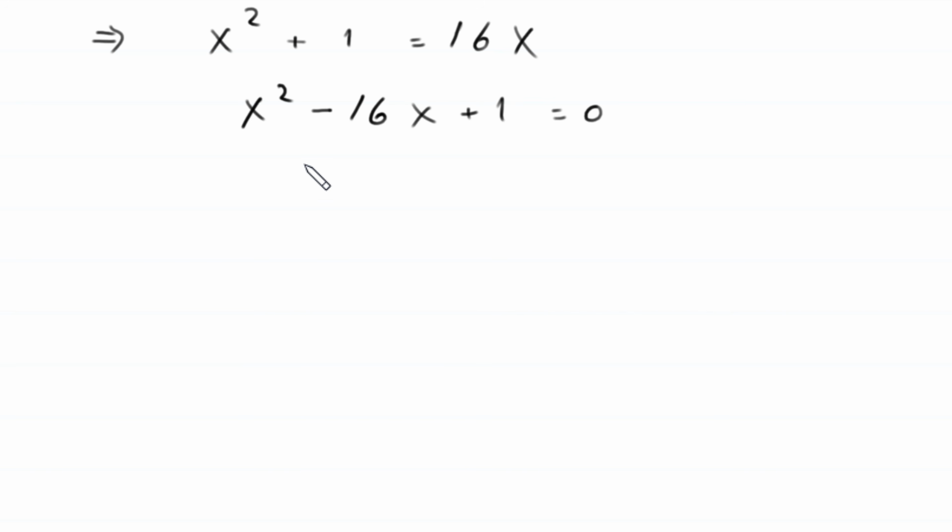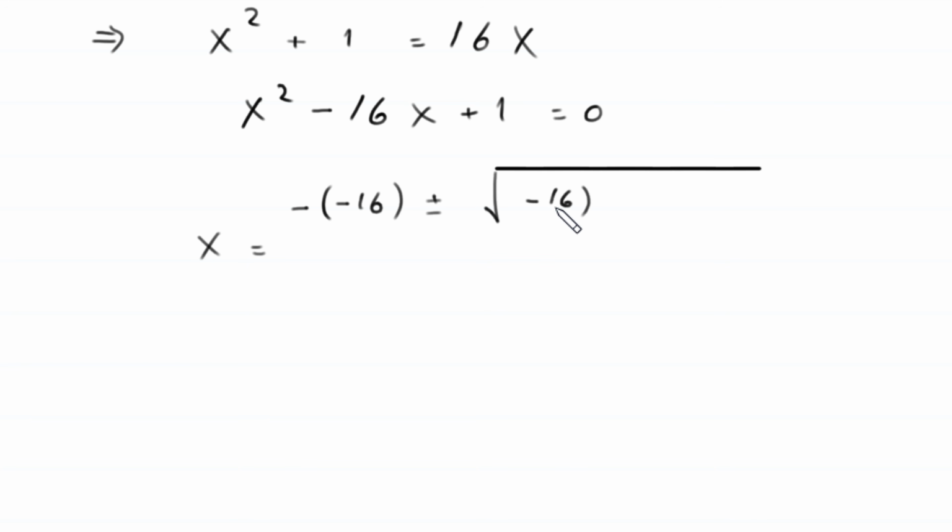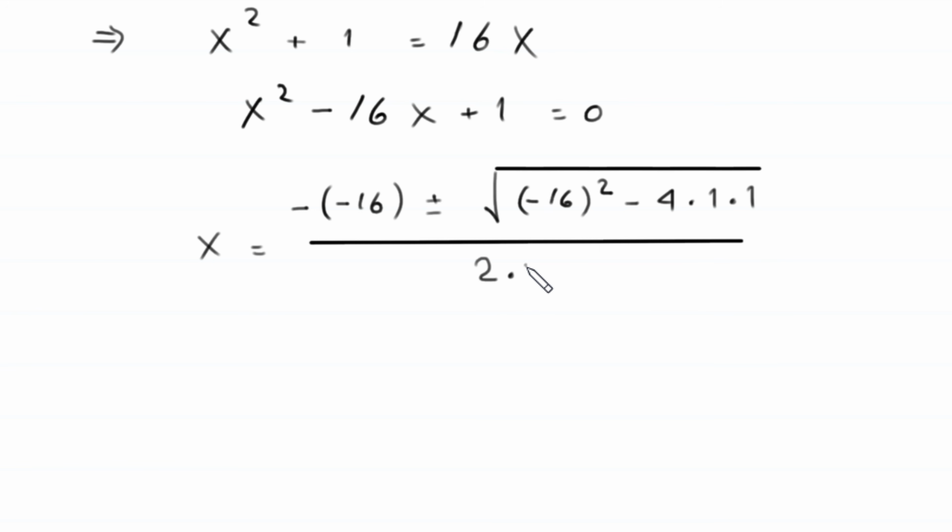Now this is a quadratic equation and is not factorable, so we solve it by quadratic formula. According to quadratic formula, x is equal to negative times the value of b, which is negative 16, plus or minus the square root of, in place of b squared we write negative 16 squared minus 4 times a, which is 1, times c, which is 1, divided by 2 times a, which is 1.